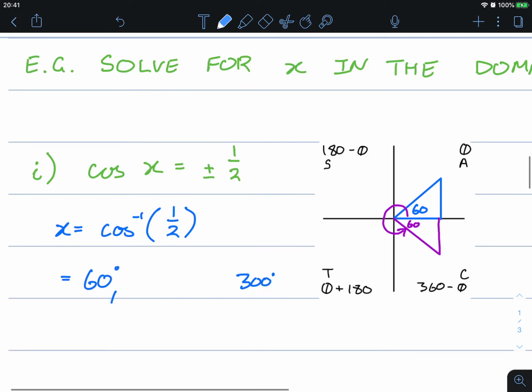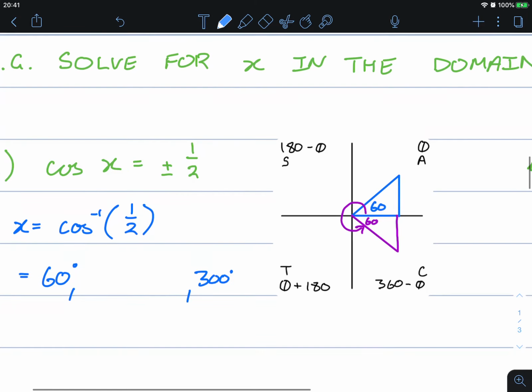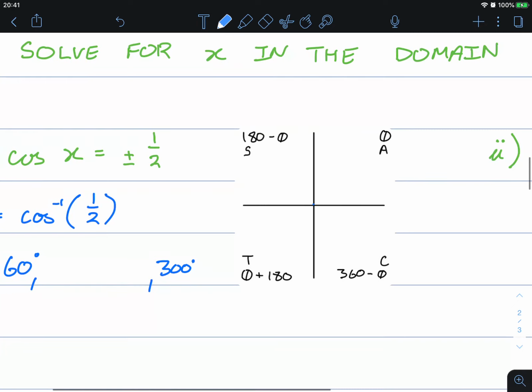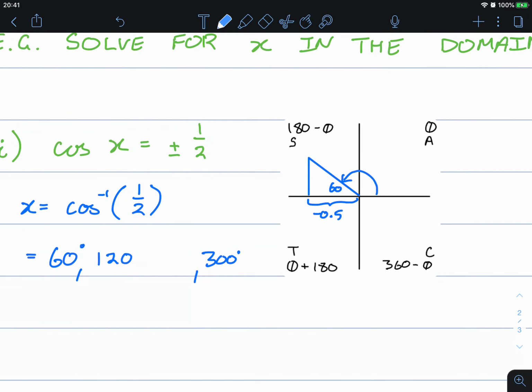You probably noticed that I left some space in between because it's not just positive half that we're looking for. We're also looking for negative half. Meaning, let me erase these. Meaning that we could actually figure out what the angle is here. Because if we draw 60 degrees here, this x value here is negative 0.5. So we need to figure out what this angle is. Well, that's going to be 180, take away 60, which is 120.